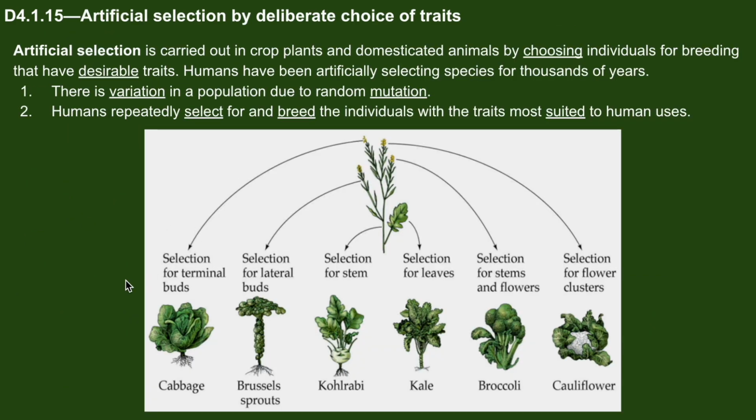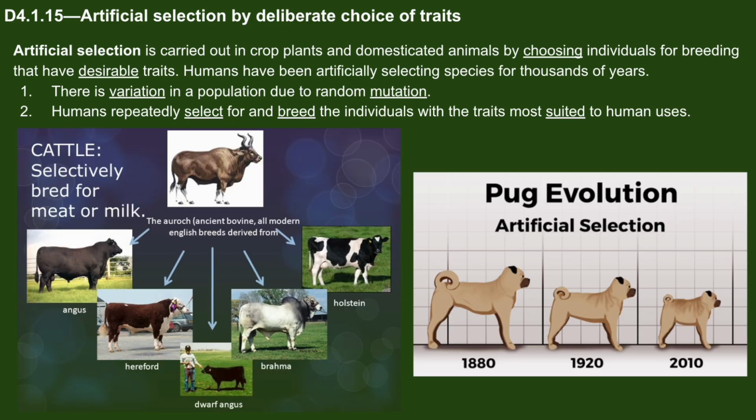Okay, artificial selection, remember, is where humans specifically are choosing individuals to breed that have desirable traits. It can be plants, it can be animals, and we have been doing this for thousands of years. We are selecting and breeding the individuals with traits that are most suited to human uses, but that variation came from, again, remember, random mutation. Okay, so here you can see some examples. We've talked about this before.